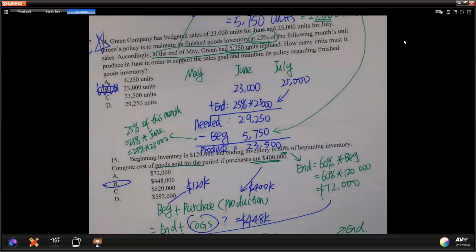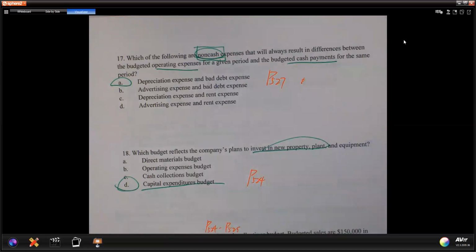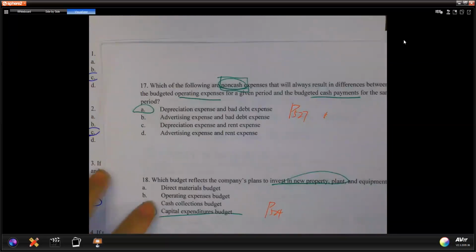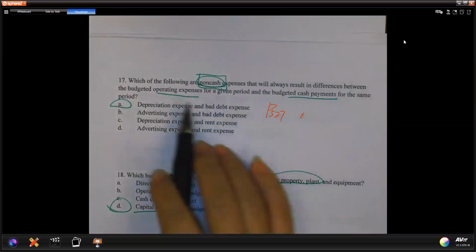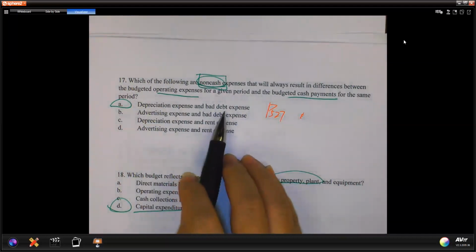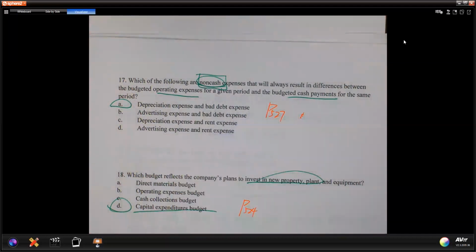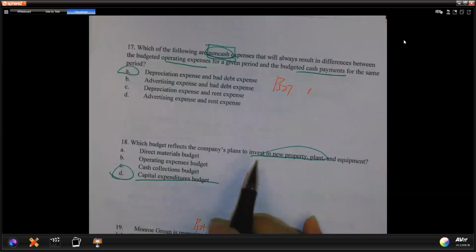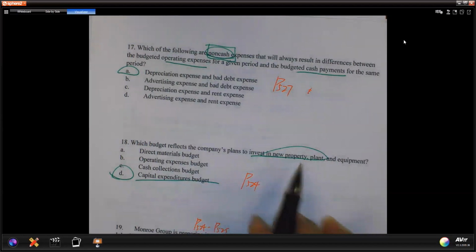The next one, we talk about question 17. Non-cash items, we said, are always depreciation expense and bad debt expense. But you don't pay money for those expenses. They are non-cash. You need to make an adjustment when you transfer from your expense balance to your cash payment balance, which is investment in new long-term assets. That's your capital expenditure budget.